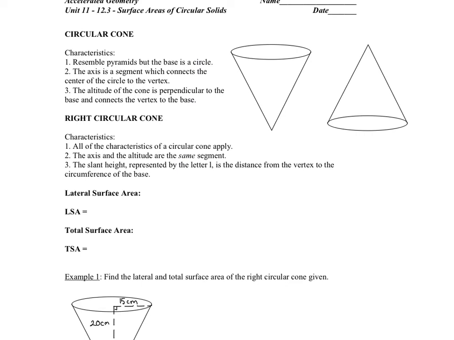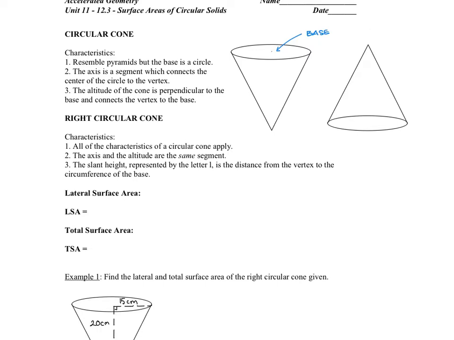Now let's take a look at how to find the total surface area of a cone, which is very similar to finding the total surface area of a pyramid. Like a pyramid, a cone has one single base, and like a cylinder, that base is a circle.